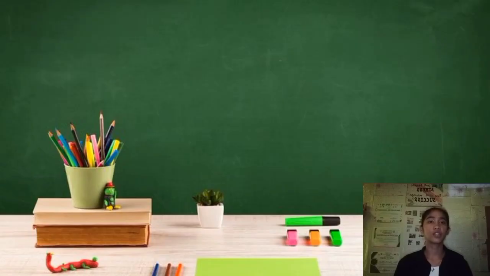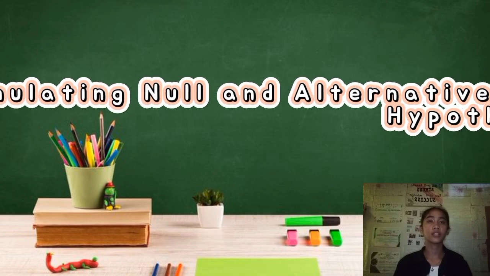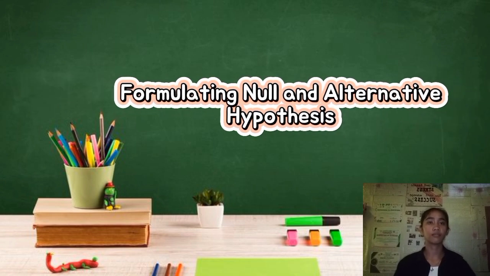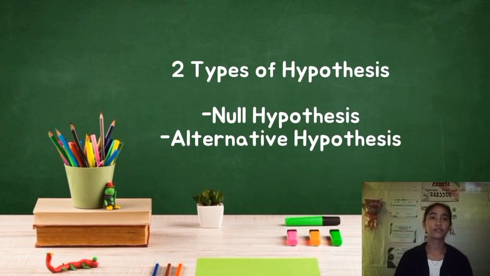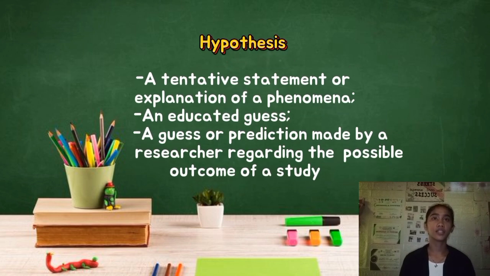In this video, I teach you how to formulate null and alternative hypotheses. Two types of hypothesis: first, null hypothesis; second, alternative hypothesis. A hypothesis is a tentative statement or explanation of a phenomenon. Next, an educated guess, a guess or prediction made by a researcher regarding the possible outcome of the study.